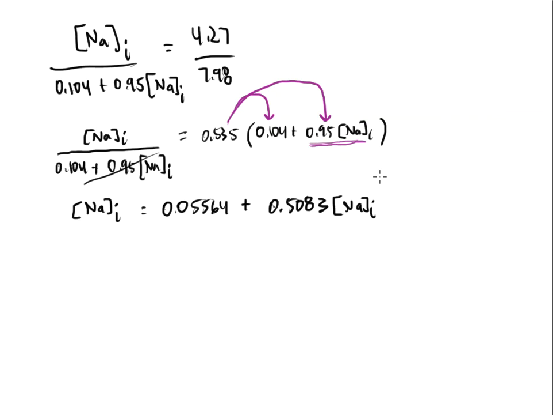Okay, so we're getting closer, right? We're getting closer to solve for the variable. Well, I have to understand a couple of things about basic algebra here. Number one is that there is a 1 that's understood to be there in front of that NA sub I. If there's no constant written, it's understood to be a 1. So to solve for x, which is NA sub I, I've got to get these terms on the same side of the equation. So I'm going to subtract 0.5083 bracket NAI from each side.